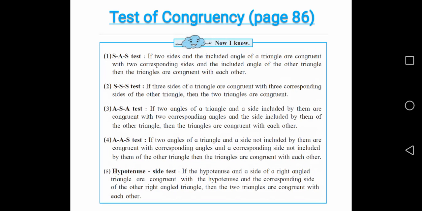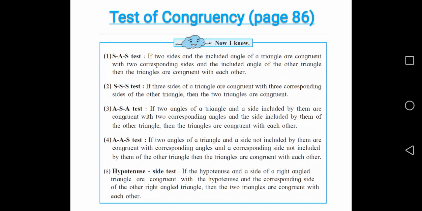Now test of congruency. Okay, we are having how many tests? We are having total 5 tests of congruence of triangles. One is the SAS test. SAS test means what? Side, angle and side test.